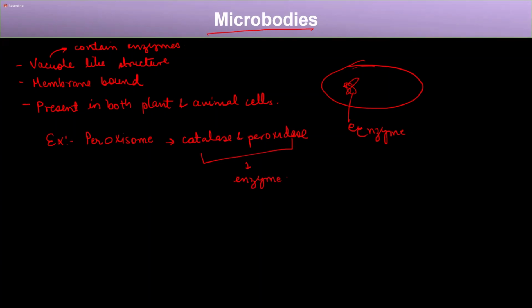And with this, we have completed this chapter, that is Cell: The Unit of Life, in which we have studied the cell, the prokaryotic cell, and the eukaryotic cell. So that's all. Thank you.